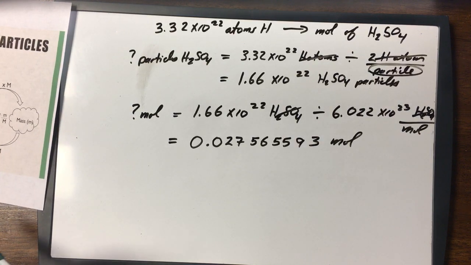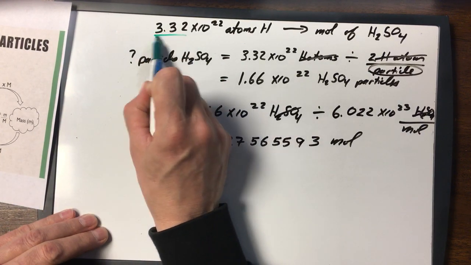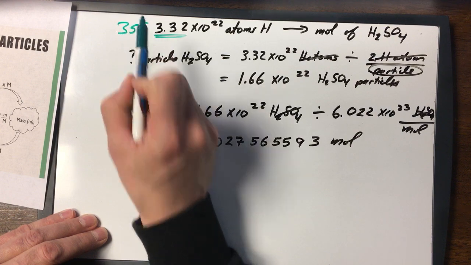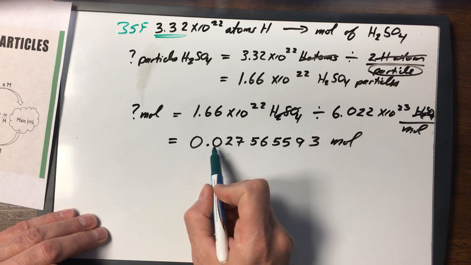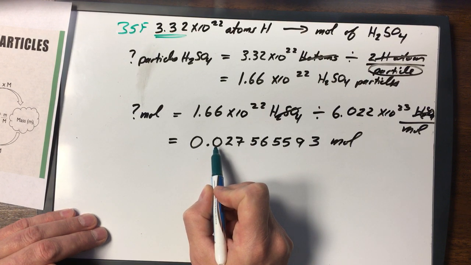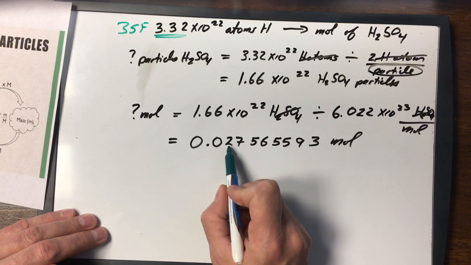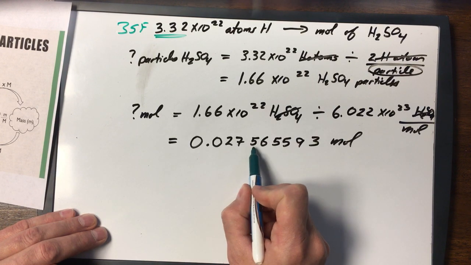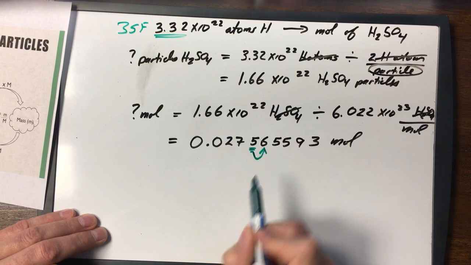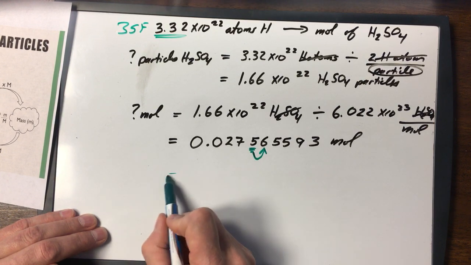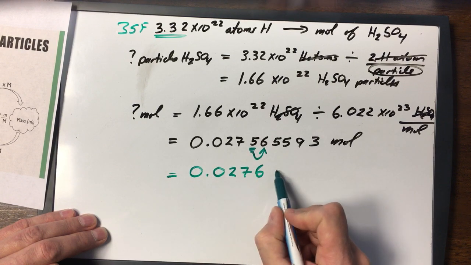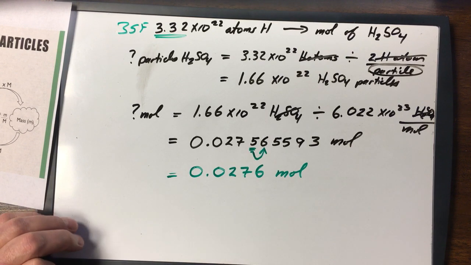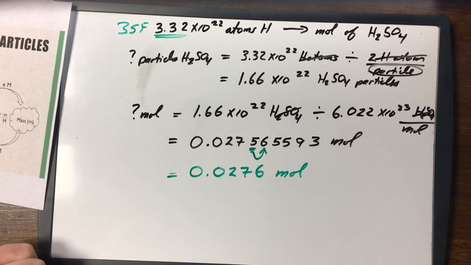So the last thing that we always do is we go back to the original problem. This one has 3 sig figs. Our final answer is going to have 3 sig figs. That is not a significant figure. That is not a significant figure. Those are placeholders, just pushing the non-zero digits to where they need to be. Here's our first significant figure. Here's our second. Here's our third. We're going to look at that number to round it off, and that's going to become 0.0276 moles of sulfuric acid particles. I hope that helped.